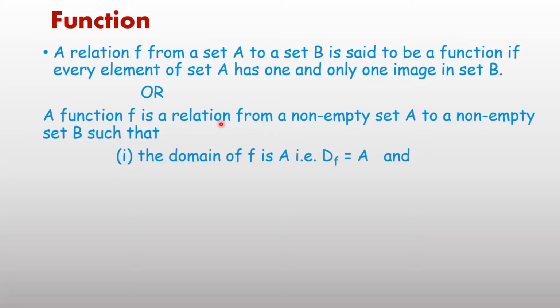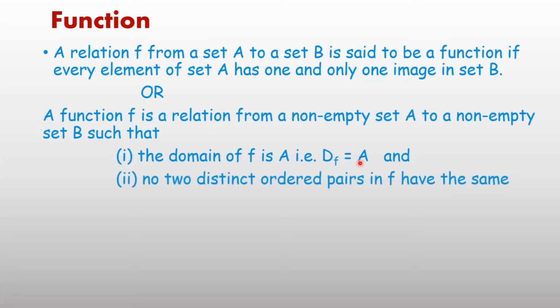A to non-empty set B if domain of f equal to set A, and no two distinct ordered pairs have the same first element. For a function, three conditions. First condition, it should be a relation. Relation means subset of A cross B. If two sets A and B are given, it should be a subset of A cross B, means it is a relation. Then second condition you have to check, domain equal to set A.